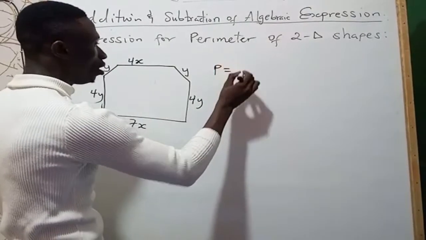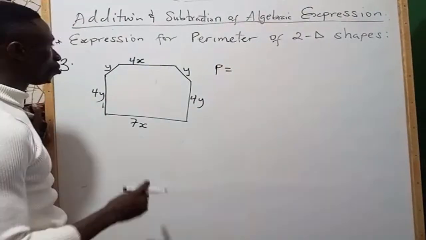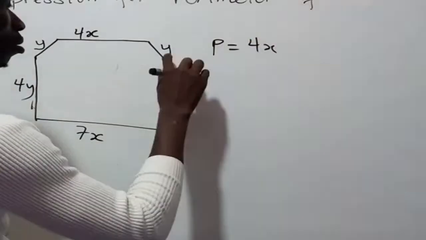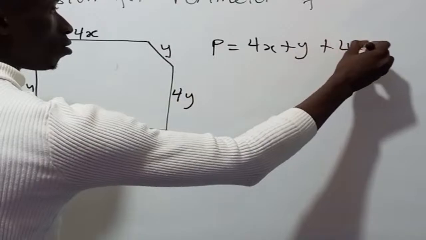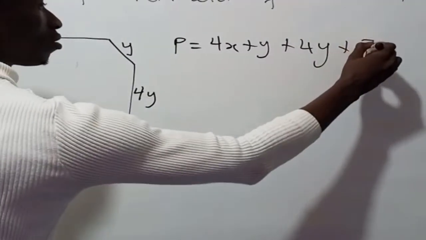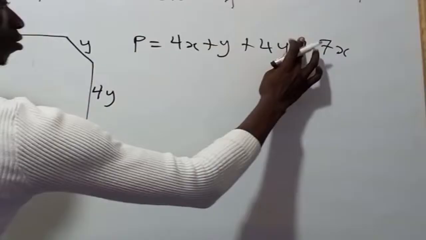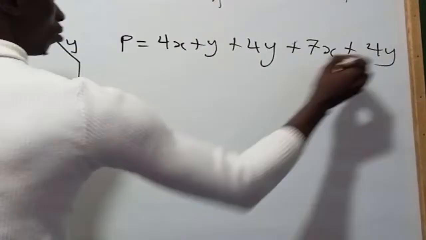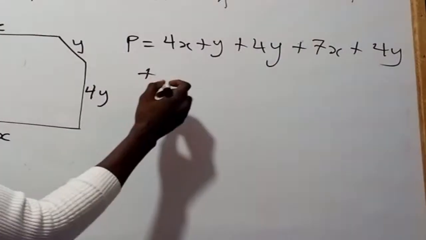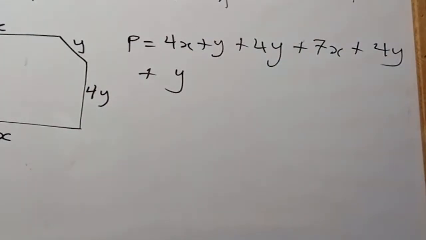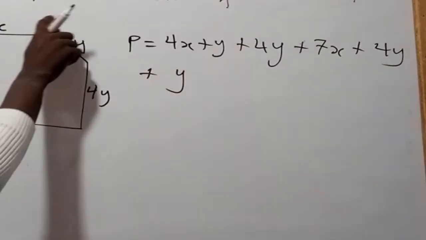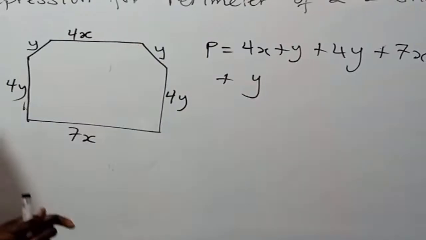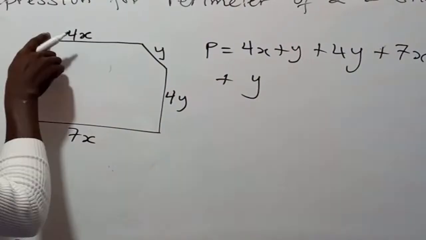My perimeter P is equal to, now let's see, 4x plus y plus 4y plus 7x plus 4y again plus y. You see that I started from here. Then I added all the dimensions, all the distances they gave me, and I came back to where I started.